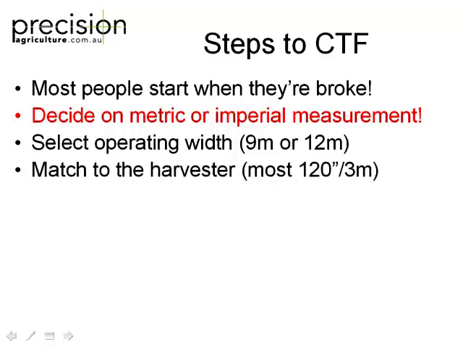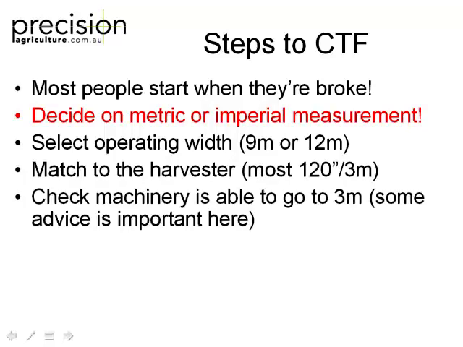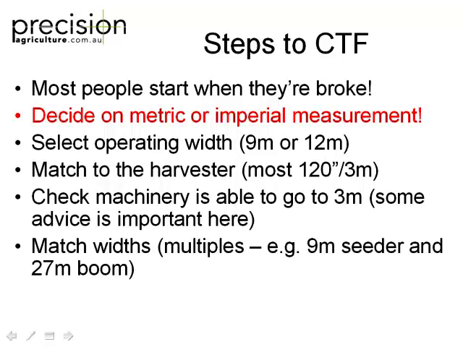So all harvesters, like I said, will go to 120 inch. And then you've got to make sure that your machine will go to 3 metres or 120 inch. And then I obviously recommend multiples of 3 as easier. A 27 metre boom and 9 metre seeder, for example, or 12 metres and a 36 metre boom works a lot better. Just when you start, you can jump over a set of tracks and not have too much trouble.